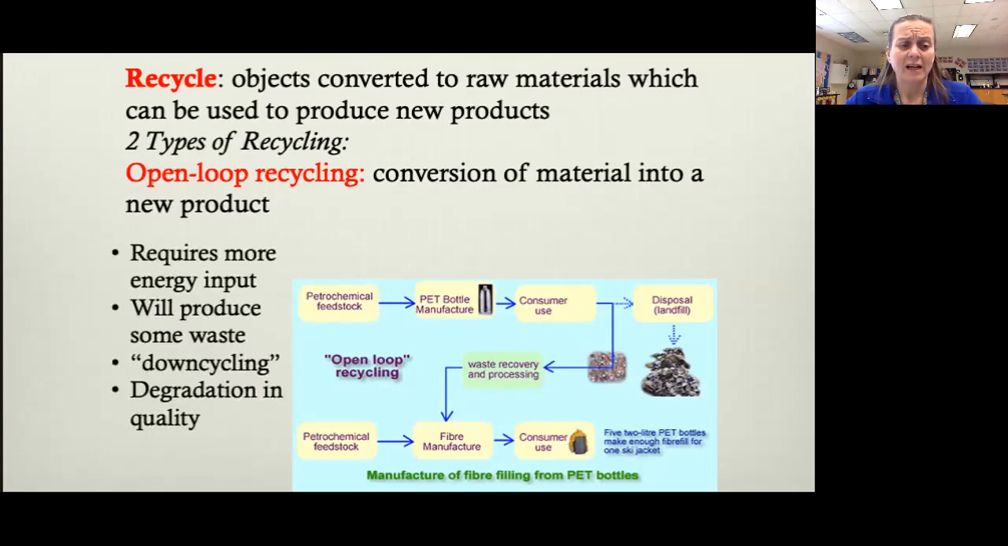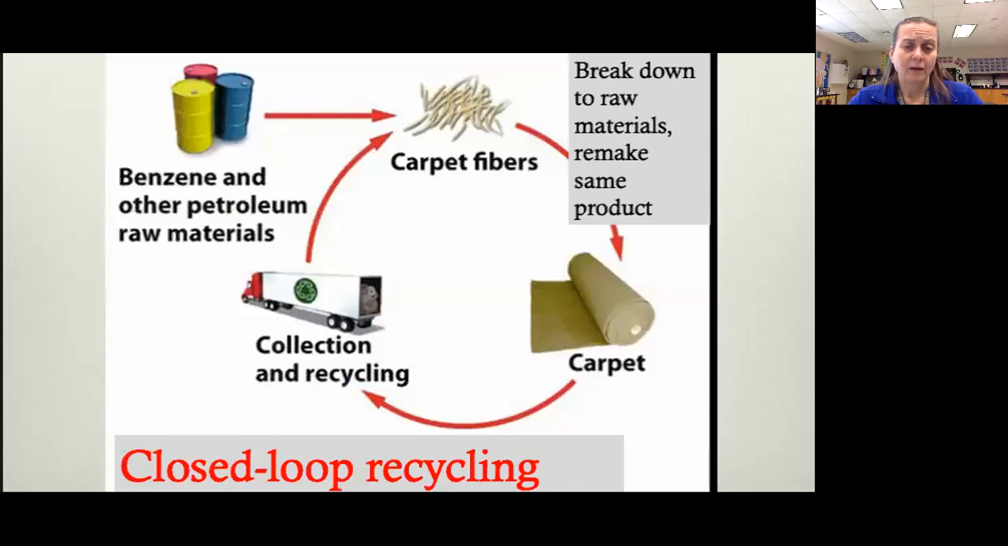Downsides of this, it does require energy input, still produces some waste, and sometimes the quality is not quite as high. But it still prevents a whole lot of material from winding up in a landfill, and it prevents us from having to harvest new material, which especially in the case of plastic means petroleum, so we want to stay away from that when we can. So that's open loop recycling.